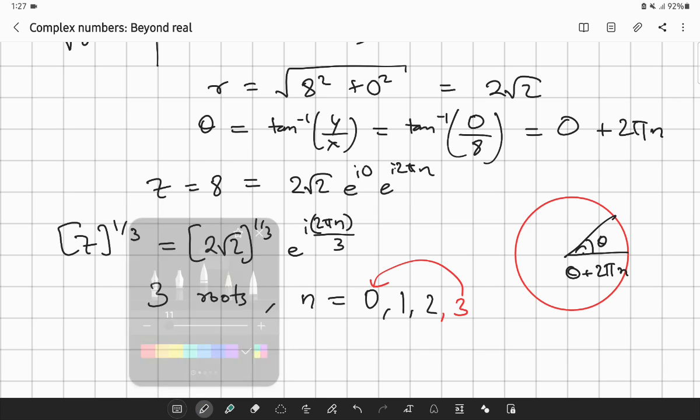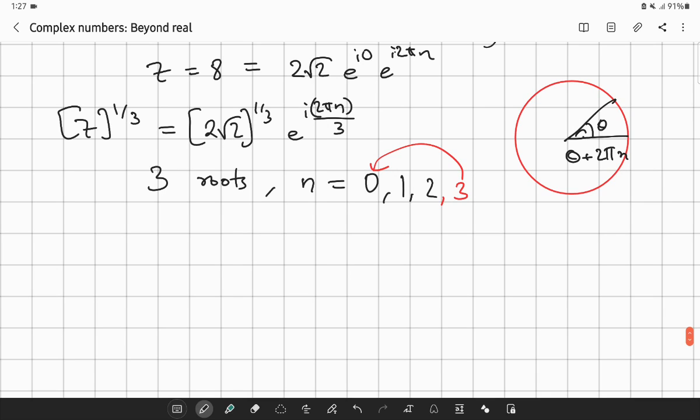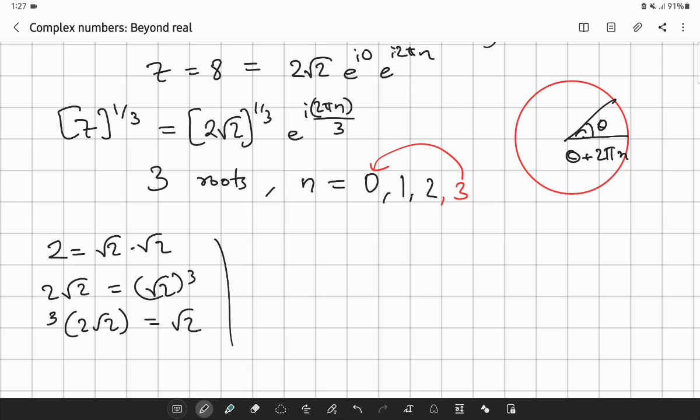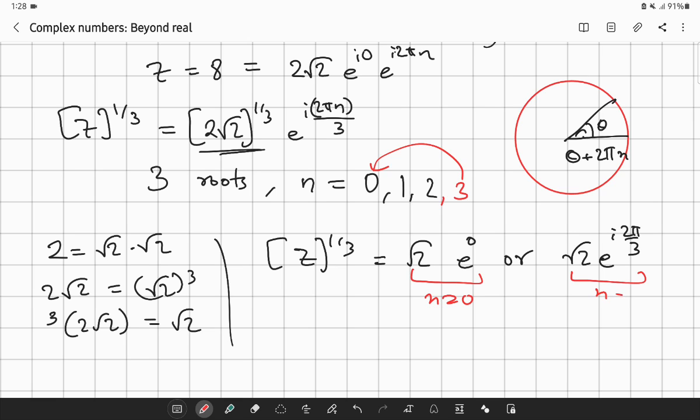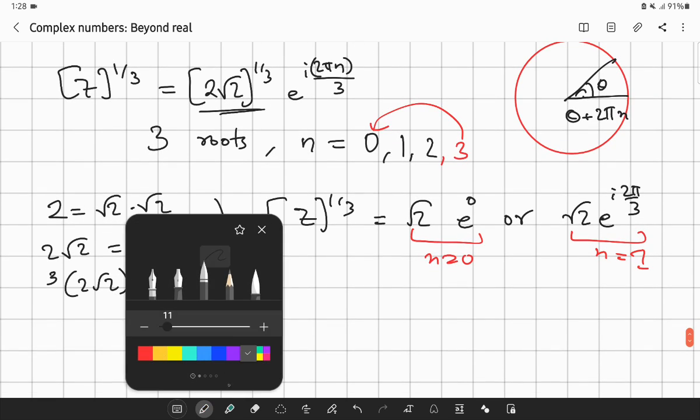Now let's see how this is in practice. But first, 2 is square root of 2 times square root of 2. So 2 times square root of 2 is square root of 2 cubed. So the cube root of 2 root 2 is simply square root of 2. So z to the power 1/3 is square root of 2 times e raised to 0, this is when n equals 0, or square root of 2 times e raised to i 2 pi over 3, this is when n equals 1, or I can take n equals 2.